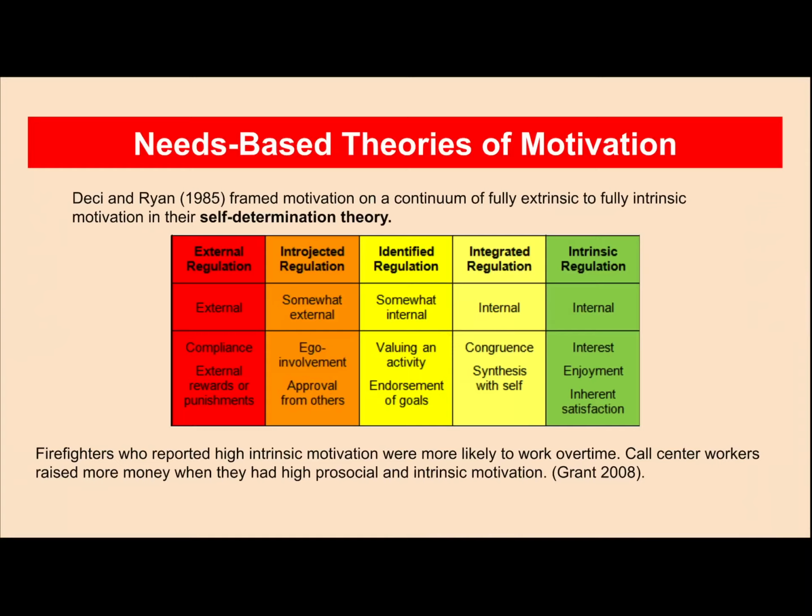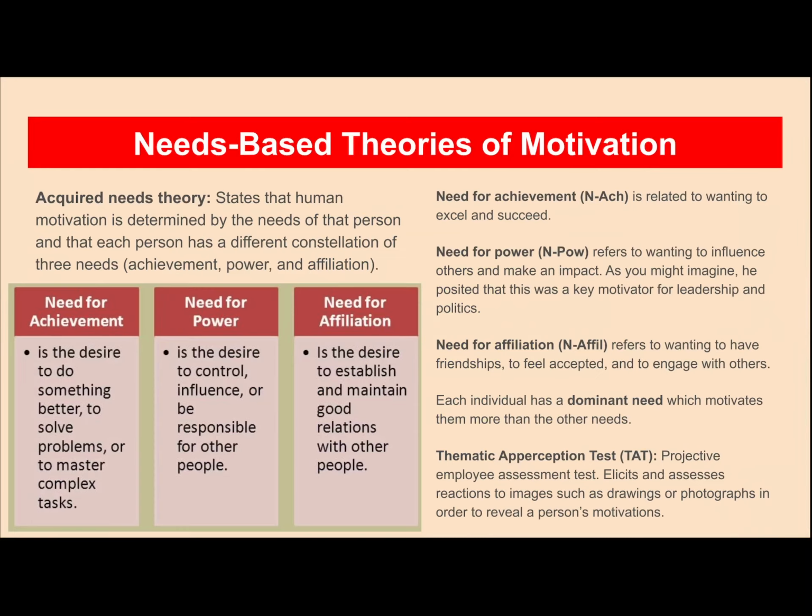Self-determination theory, although it doesn't have a ton of research supporting it, does have some research supporting it. Underneath the chart, I gave a couple examples from Grant's work in 2008. Firefighters who reported high intrinsic motivation were more likely to work overtime, and call center workers raised more money when they had high intrinsic motivation. So this was two examples of workers where they gave them a survey or an interview and they found out whether they were more extrinsically or intrinsically motivated, and found that workers with intrinsic motivation were basically better workers. They worked harder, more productively.